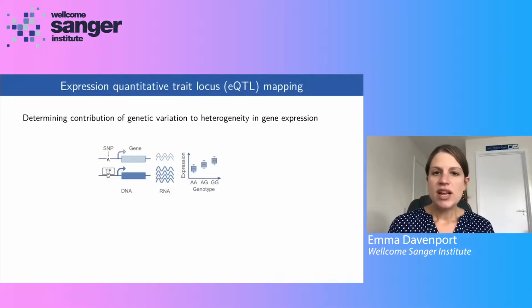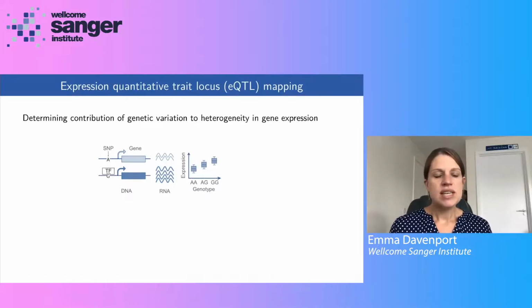Expression quantitative trait locus, or eQTL, mapping is one way in which we can determine the contribution of genetic variation to the heterogeneity that we're observing in gene expression across our sepsis patients. This little cartoon here is showing you what an eQTL looks like. The idea here is that we're looking for a linear association between a genetic variant, or a single nucleotide polymorphism, in the DNA and changes in the expression of a gene.